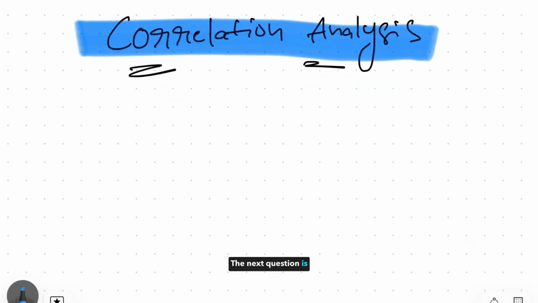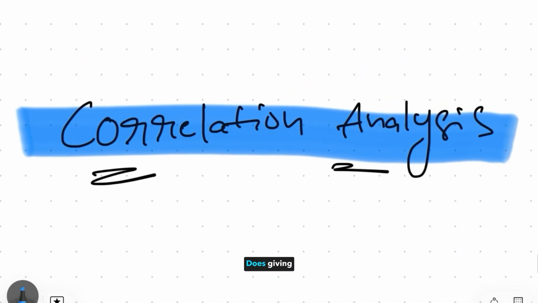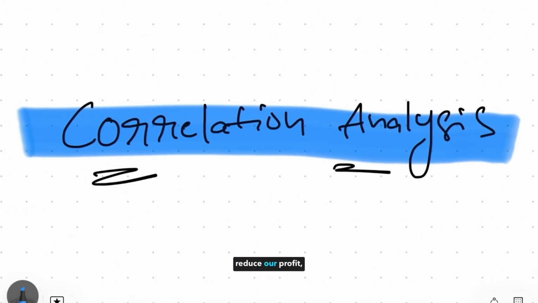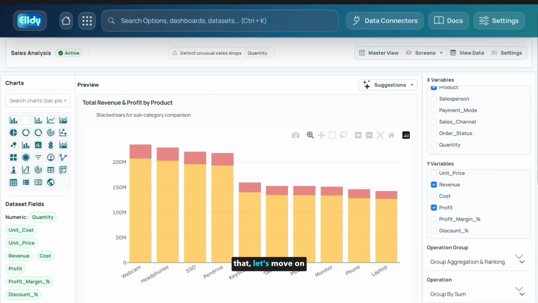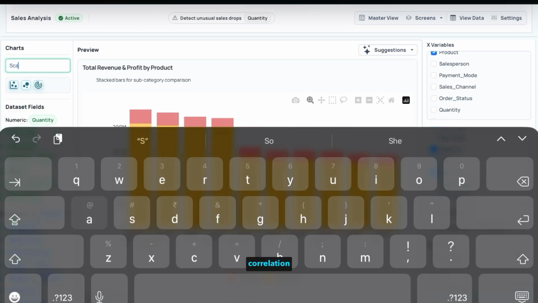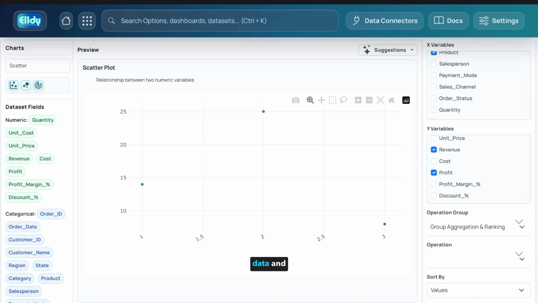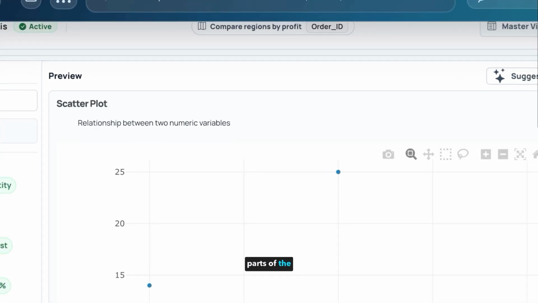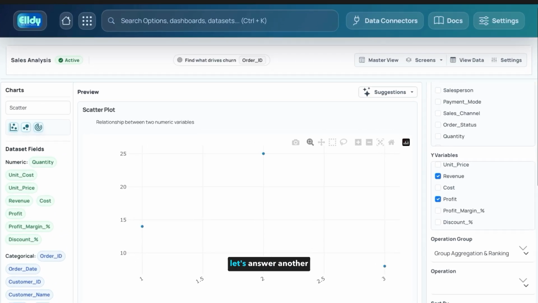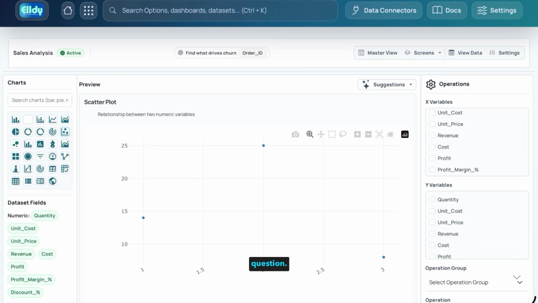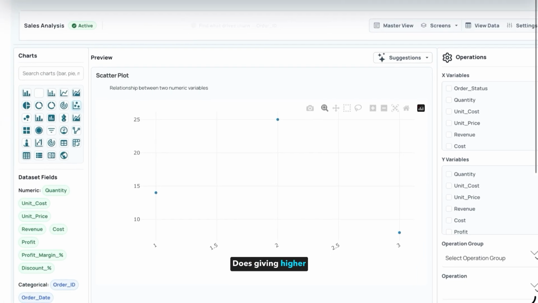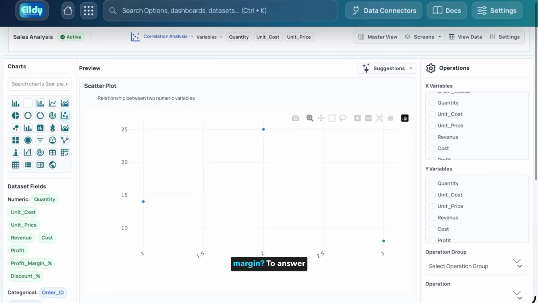The next question is equally important. Does giving higher discounts reduce our profit, or is there another relationship hidden in the data? To answer that, let's move on to scatter plot and correlation analysis. So far, we've understood our data and compared different parts of the business. Now, let's answer another important business question. Does giving higher discounts affect our profit margin?